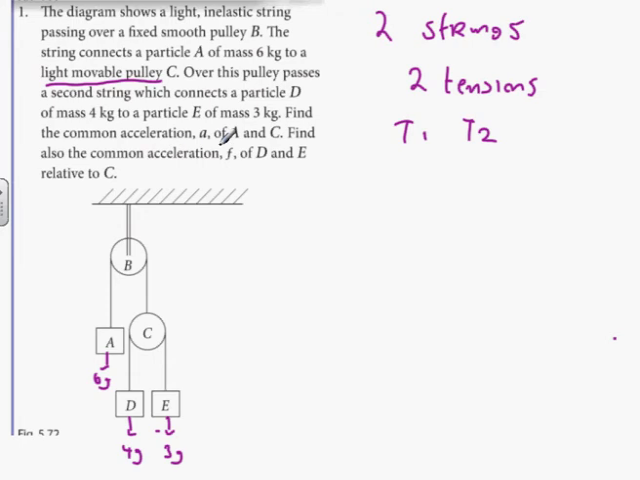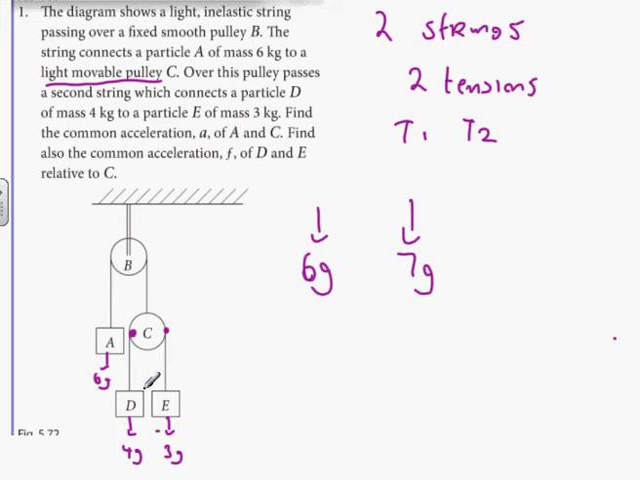Find the common acceleration a of A and C. Find also the common acceleration f of D and E relative to C. Here's what's interesting, right? Will we all agree that more than likely A is going to get pulled up and C, E and D get pulled down? You would think that, wouldn't you? 6g one side and an accumulation of 7g on the other. Now, if this was fixed and pulley C wasn't able to move, you'd be correct. 7g outweighs 6g, pulls up.